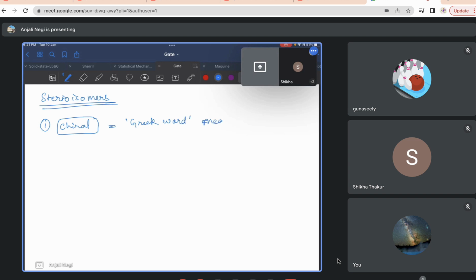Non-superimposable to what? Non-superimposable to its mirror image. The basic example that we read in a textbook while getting introduced to this concept is our hands. Our hands are mirror images of each other and they are non-superimposable. Hence this is the example of chirality.